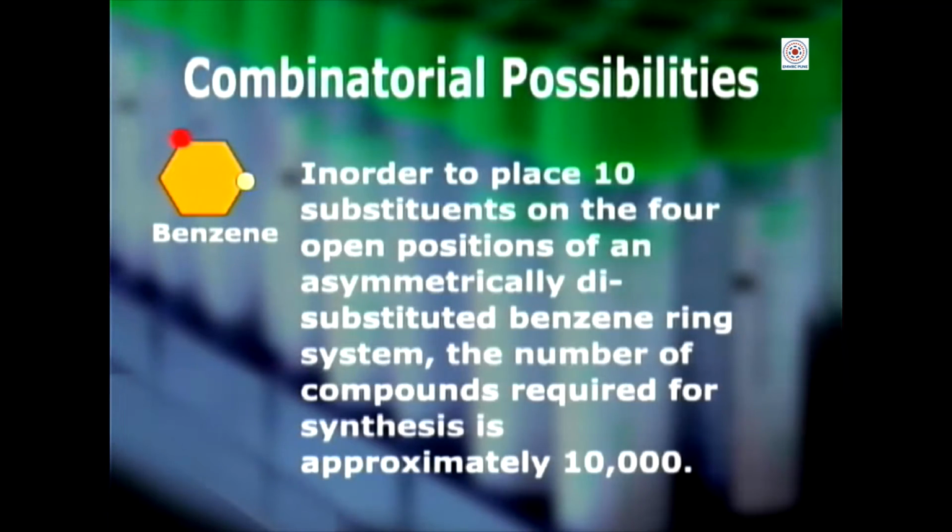But in these high throughput methods, combinatorial possibilities are very high. Just for the case, we take a simple example, a disubstituted benzene molecule with 4 open positions. Suppose we want to try 10 different substituents on these molecules at all these 4 places, then we have to synthesize 10,000 compounds and test all of them.